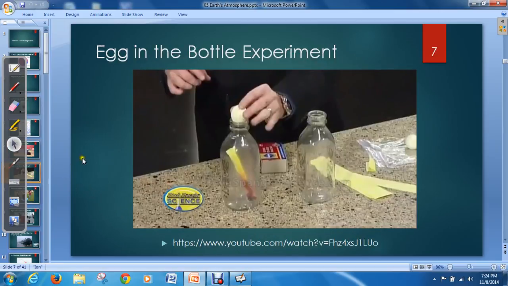There's also this video we watched. Same idea, but they do it with an egg and a bottle. They make a low pressure inside the bottle, and the high pressure can actually push the egg through the bottle. So you create a low pressure inside, a high pressure on the outside, and that will push the egg into the bottle. That's also very cool, and you can find it at this address.